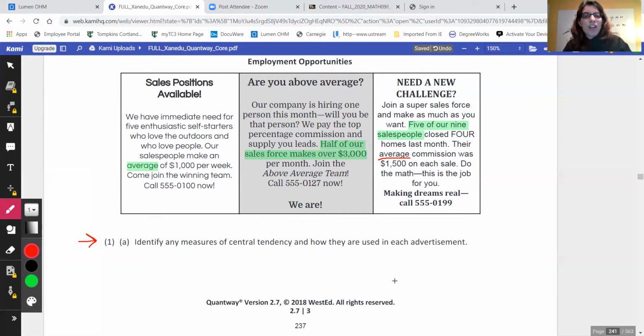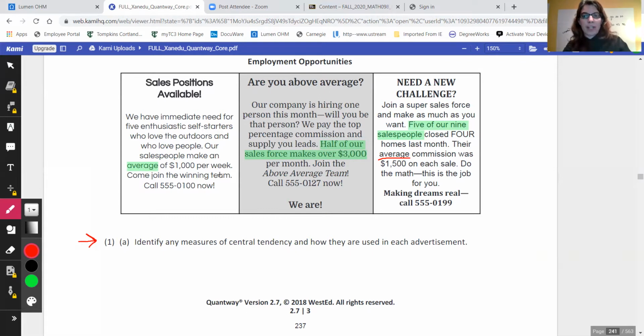So if I look at these, what we need to think about also is that our brains, I think in some cases, go to the best case scenario. If I'm looking for a job and I read this sales position, it says our salespeople make an average of $1,000 per week. My brain is thinking, oh, I can make $1,000 per week, which is not at all what it says, right? It says they make an average of $1,000.